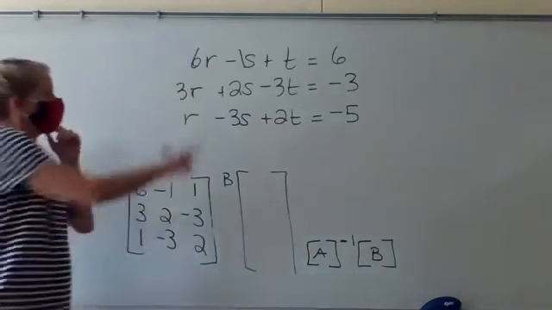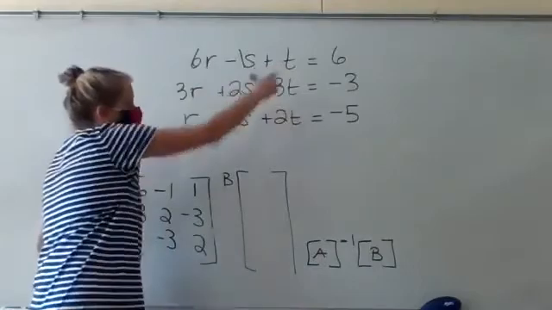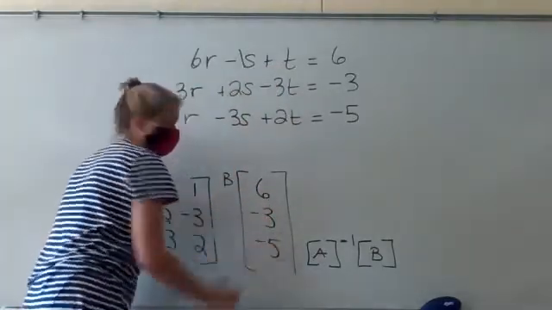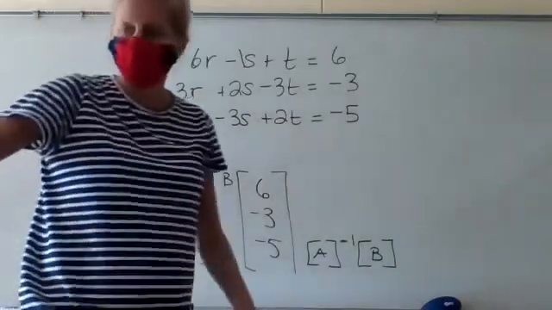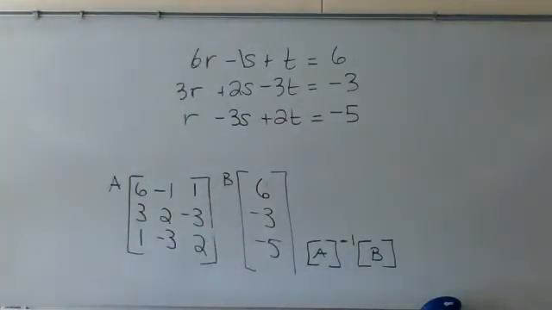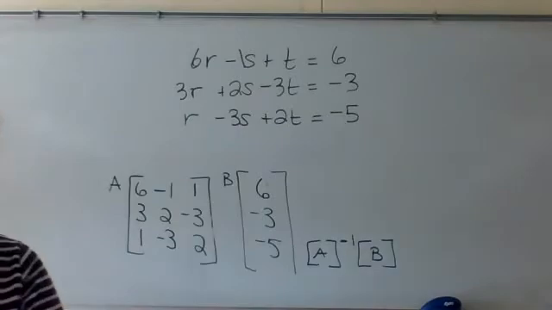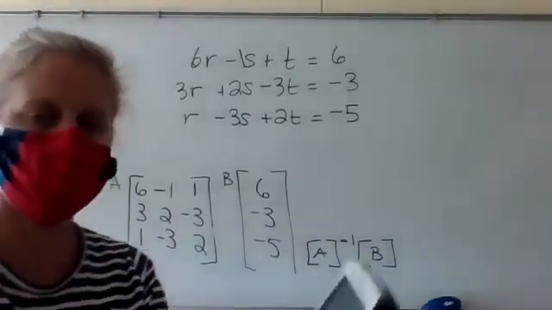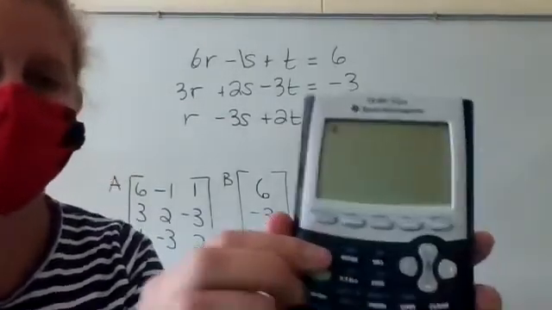Matrix B is the answer side of this problem. So 6, negative 3, negative 5. So I'm going to check that again. 6, negative 1, 1. 3, 2, negative 3. 1, negative 3, 2. 6, negative 3, negative 5. Okay, so let's go to matrix. So I'm just going to clear everything out.